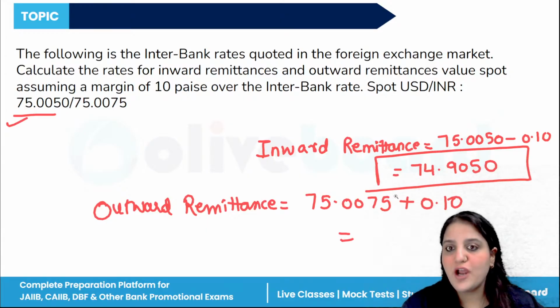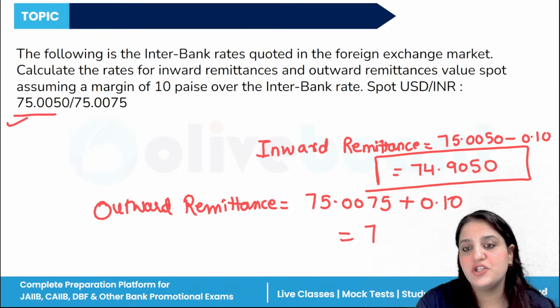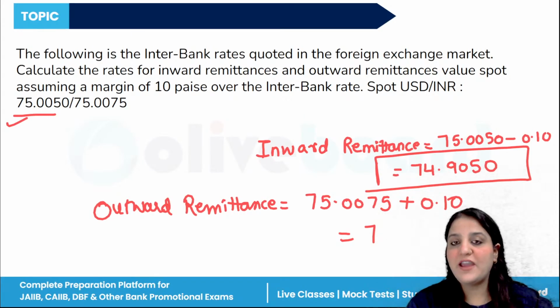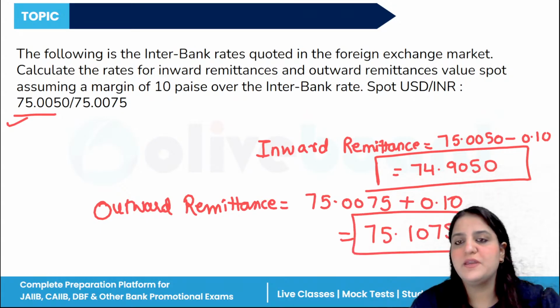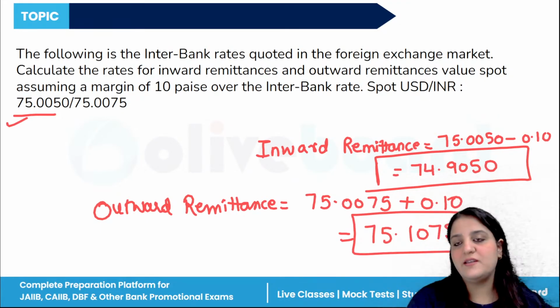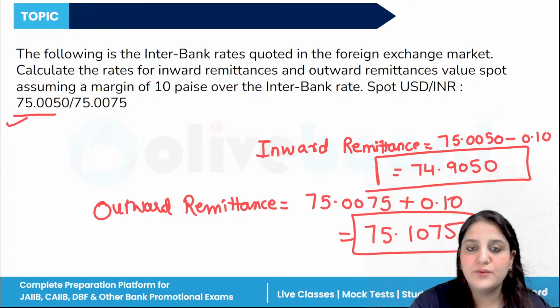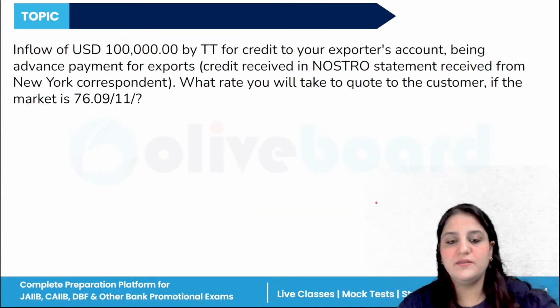So the rate for outward remittance is 75.0075, which is equals to 75.1075. So this is a very basic question, just added for brushing up the concept. So inward rate is calculated, outward rate is calculated here. So simple. Next question is in front of you.